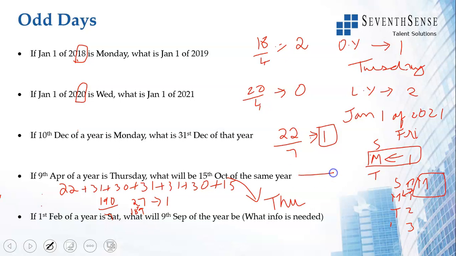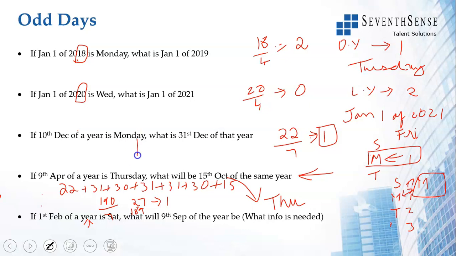Here, we did not need to know that because between April and October, the number of days is the same, whether it is ordinary or leap. That is not the case here. Between Feb and September, the number of days would differ depending on whether February has 28 or 29, whether it is leap or non-leap. Okay, so very important.